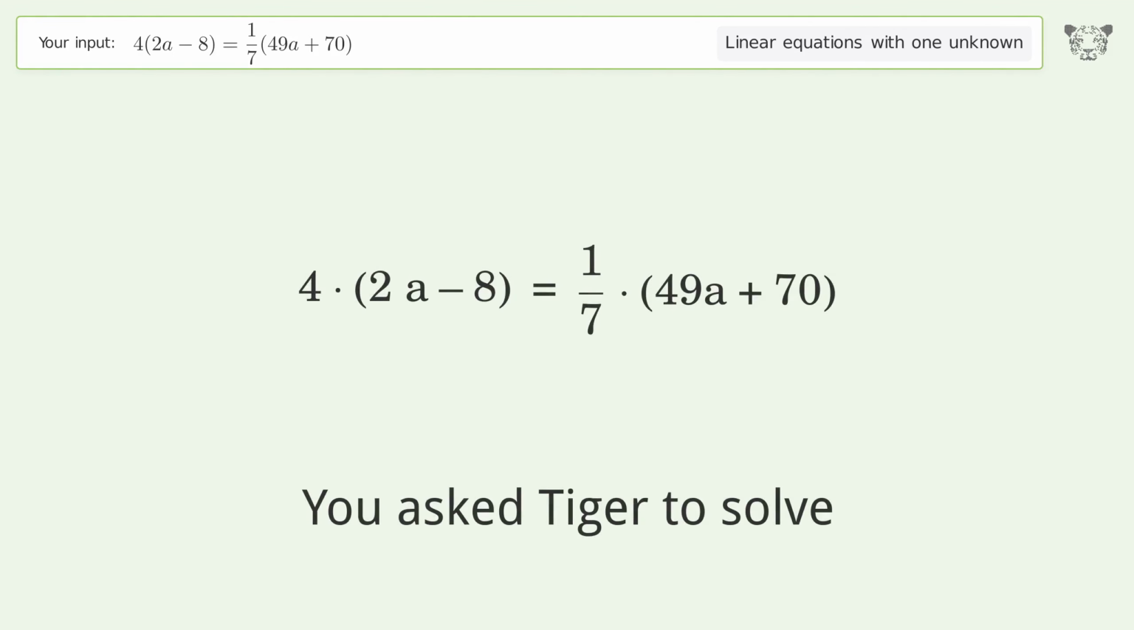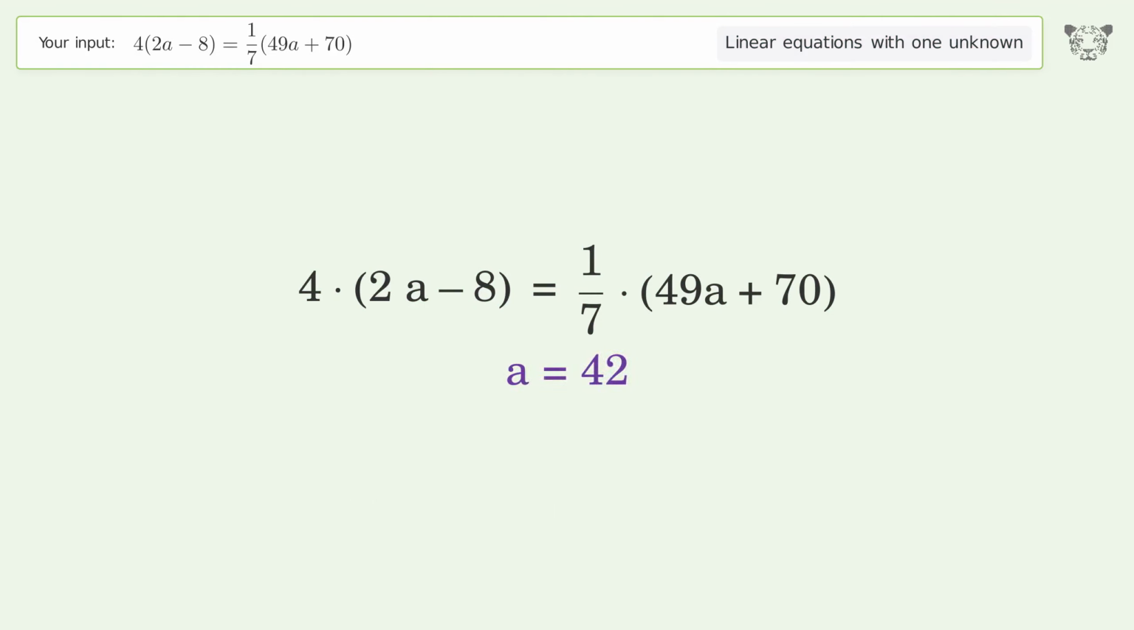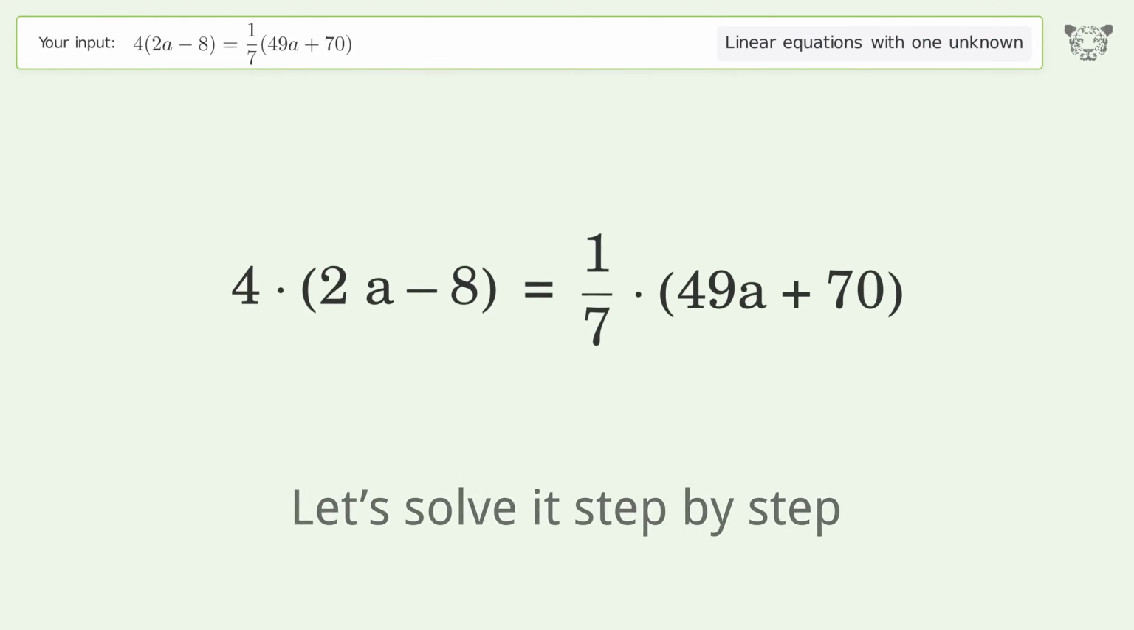You ask Tiger to solve. This deals with linear equations with one unknown. The final result is a equals 42. Let's solve it step by step.